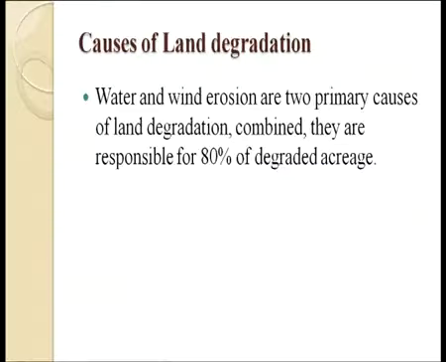Now, causes of land degradation. Wind and water erosion are two primary causes. Combined, they are responsible for 80% of degraded land. This is explained in two diagrams.